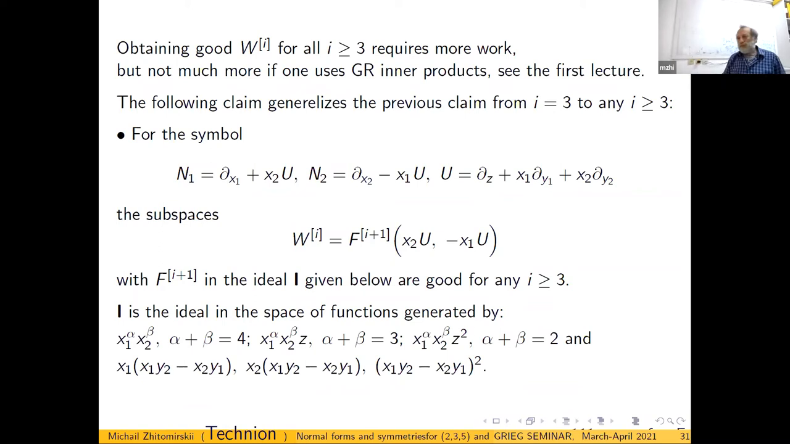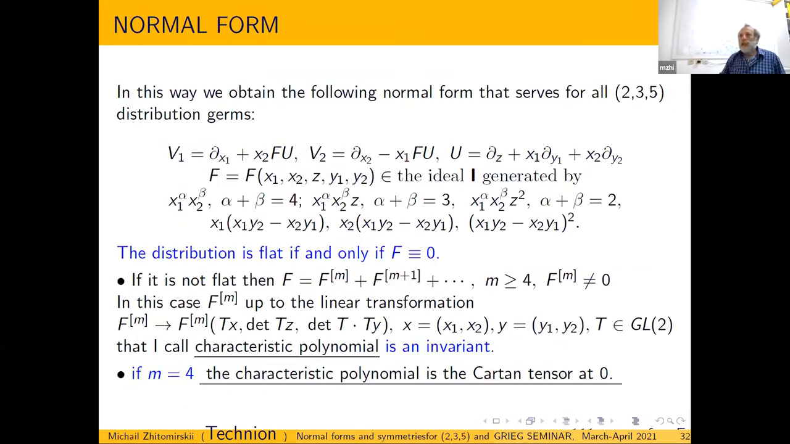Okay, so this is the normal form. I'll repeat it again. The normal form serves for any (2,3,5) distributions without any restriction. It is parameterized by a function of all five variables, x1, x2, z, y1, y2, which belongs to the ideal generated by these functions. And that's it. I will use this normal form to get many results, and probably other people can use it to get more results. But anyhow, the first claim is: the distribution is flat only if this normal form is identically zero.